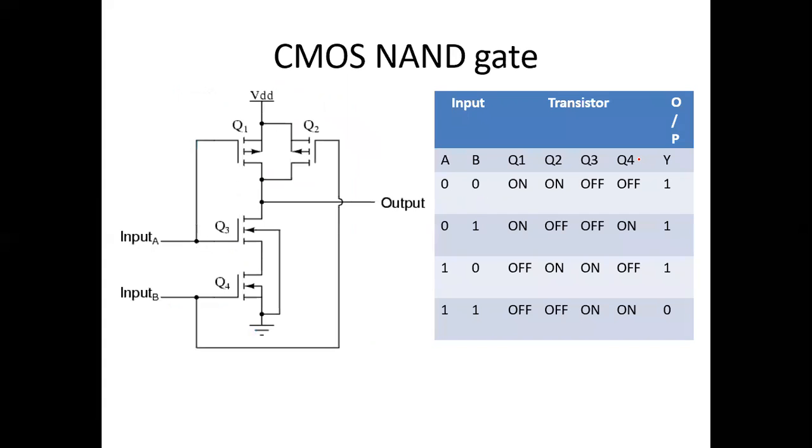Then the CMOS NAND. If both the inputs are 0, Q1 is on, Q2 is on, Q3 is off, and Q4 is off, so finally you get 1. When Q3 and Q4 are on and the remaining two are off, then the output will be 0. This is the CMOS NAND gate logic.